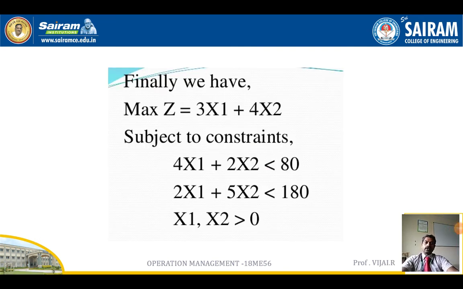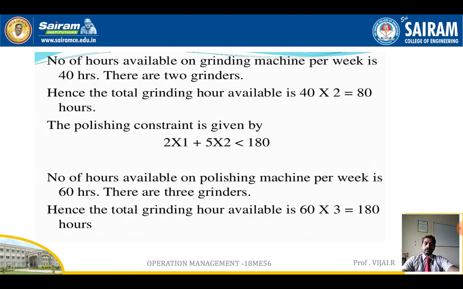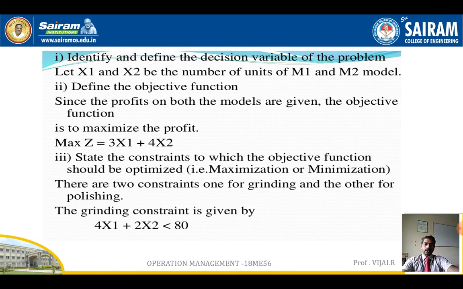So finally we have the equation: maximize Z equal to 3x1 plus 4x2, subject to the constraints 4x1 plus 2x2 less than or equal to 80, 2x1 plus 5x2 less than or equal to 180, and x1, x2 greater than or equal to 0. By using this, what we have to find is x1 and x2. This is the first thing: a problem should be made into equations. Whatever is given in the question paper is the problem.